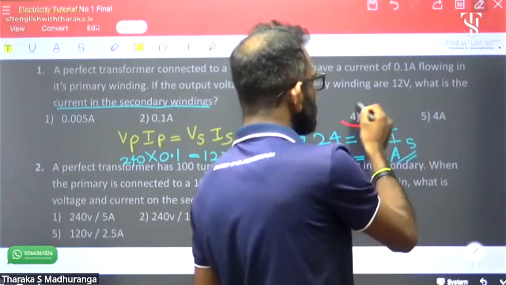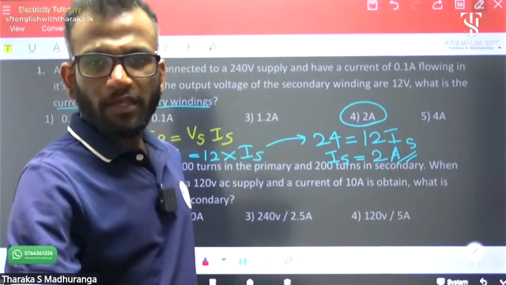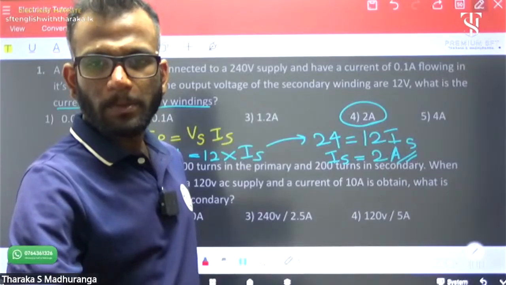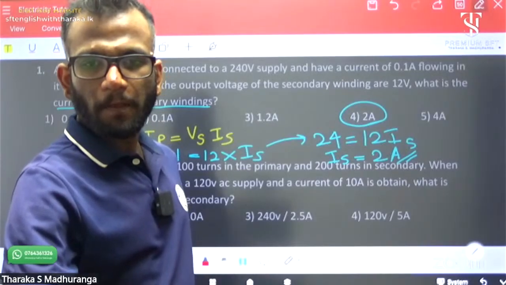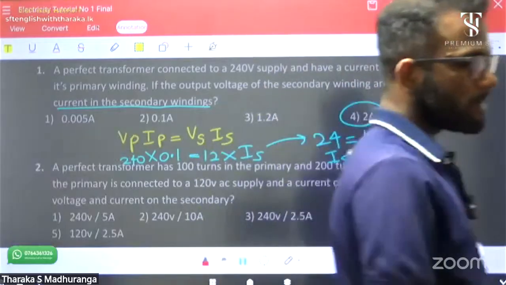2 ampere is the answer. Correct, correct. Answer number 4, 2 amperes.